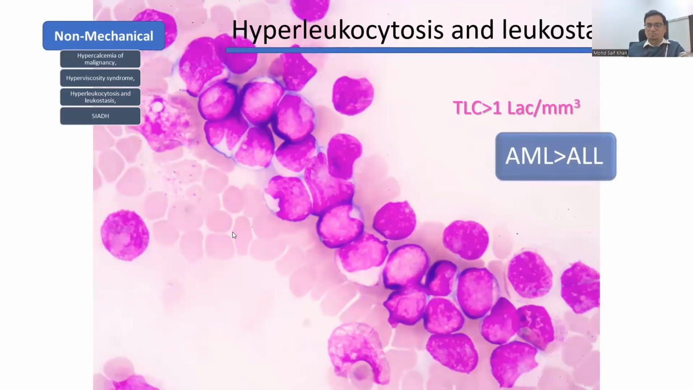Hyperleukocytosis is defined by a total white blood cell count greater than 100 into 10 to the power 9, that is 1 lakh per millimeter cube, whereas leukostasis refers to end organ hypoperfusion associated with extreme WBC elevation, that is hyperleukocytosis. Leukostasis is basically a complication, a further stage in hyperleukocytosis where there is end organ hypoperfusion or shock. And leukostasis is more common in patients with AML compared to ALL because in AML the blast size would be larger.